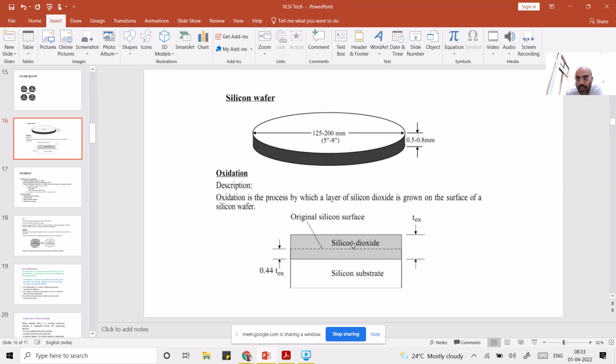And if you find the volume and multiply it with the density of the material, we know the silicon dioxide density, then we find the actual weight present there. By this calculation you can easily find how much silicon is eaten up to form the silicon dioxide.